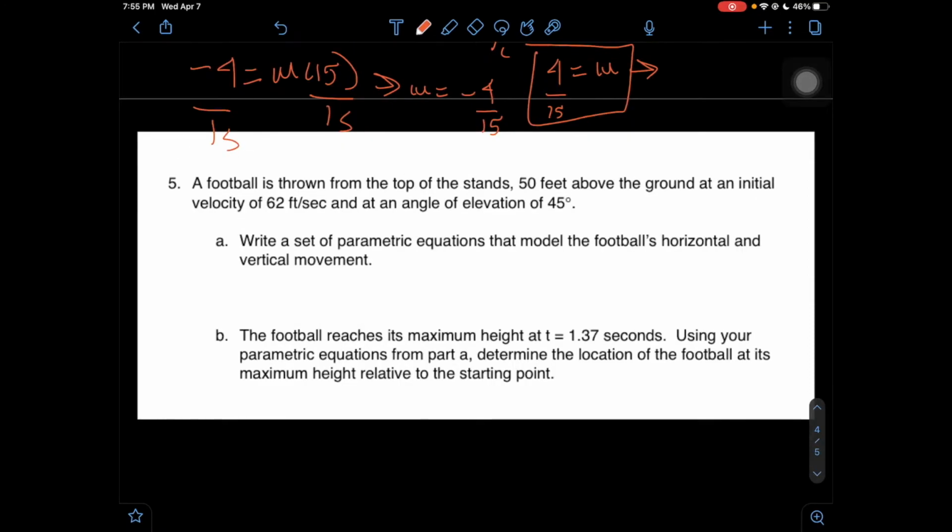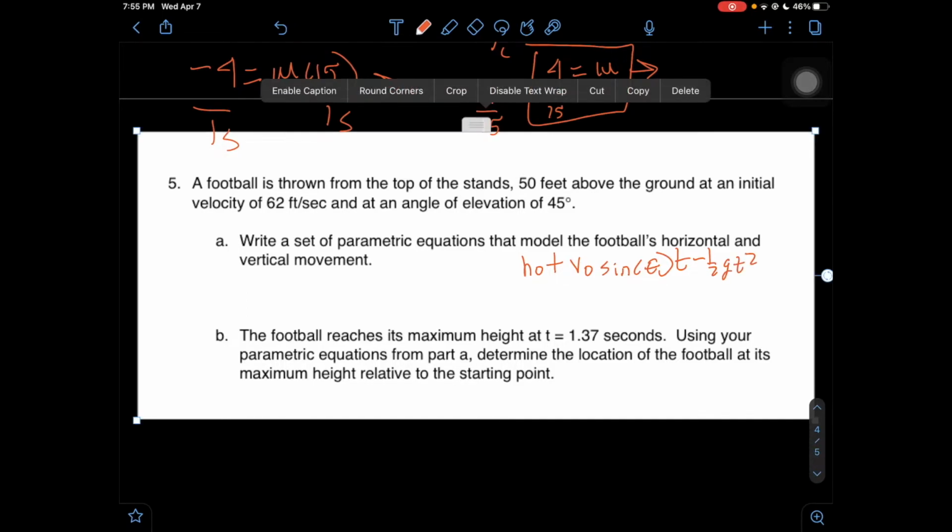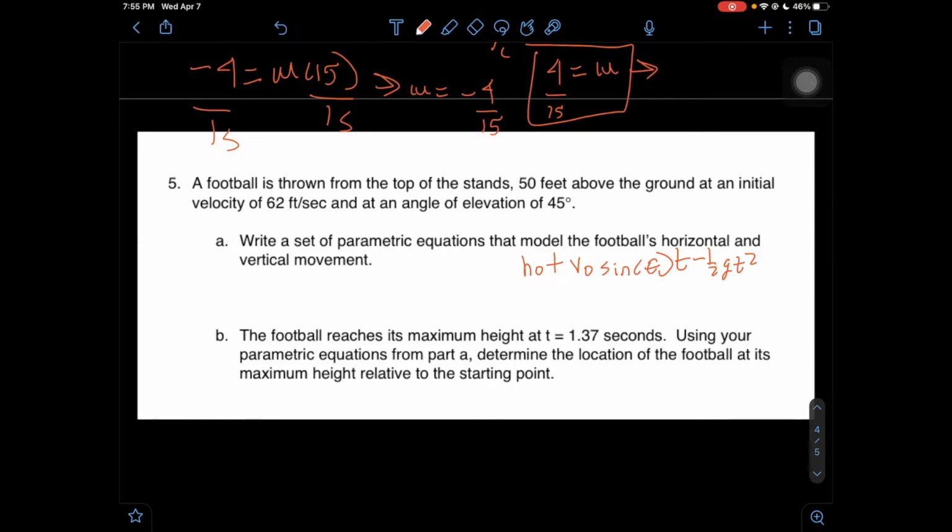And that base equation, which you should have in your notes, is h naught plus v naught sine of theta times t minus 1/2 g t squared. That's the base equation. Well, we need to split it into components. Remember, we have an x and y value, so we can split it into components.